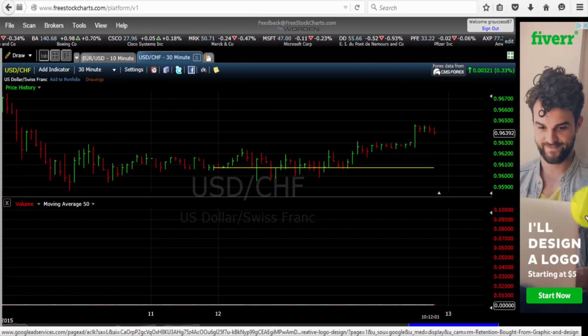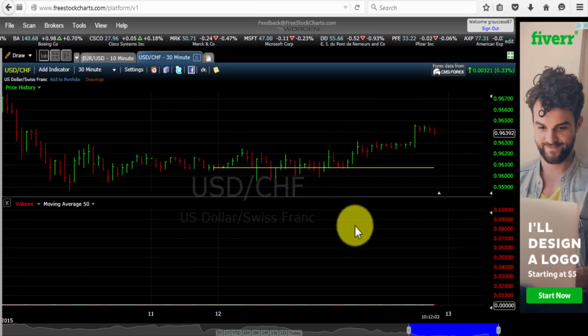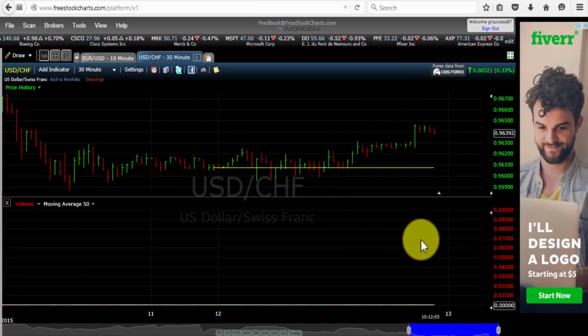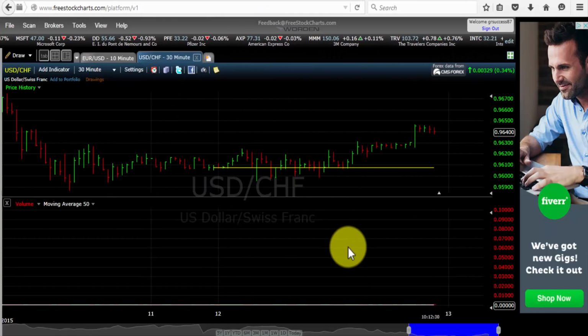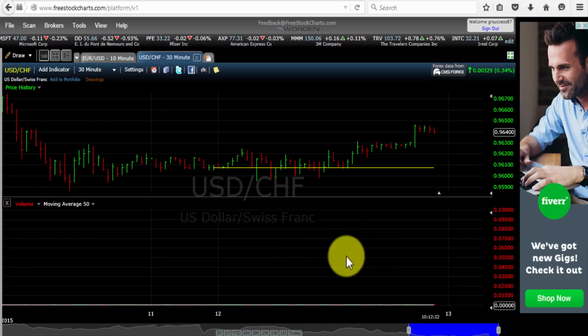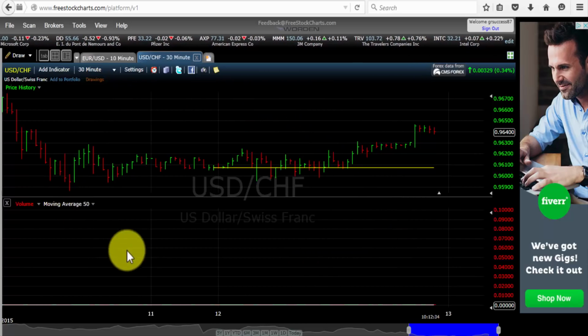So for this example, I'm going to use freestockcharts.com, and I'm actually going to log out and show you the entire process for setting up this 10-minute strategy. When you first go to freestockcharts.com, all you have to do is click the Run Free Version button, and all you need to do after that is just put your name and email, and that's it, and you have yourself a free account. I already have an account with them, so I'm just going to go ahead and quickly log in. So the default setting for Free Stock Charts will look something like this.